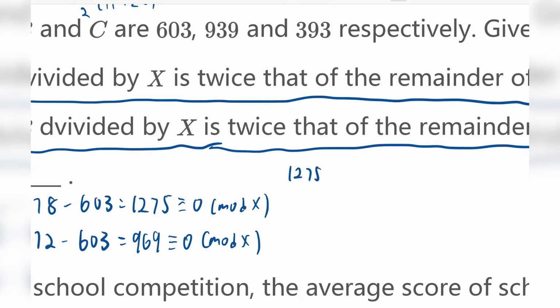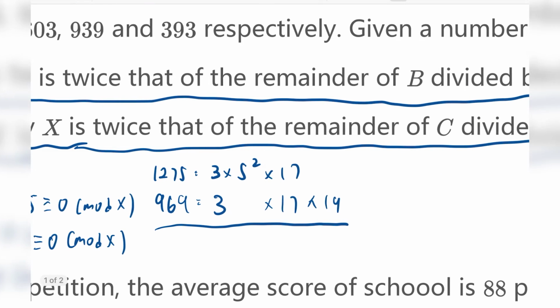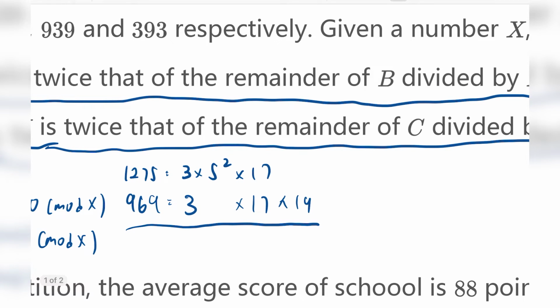So 1275 is equal to 3 times 5 squared times 17, and 969 is just going to be 3 times 17 times 19. How do we get the highest common factor? To find the highest common factor, we just need to compare the powers and take the lower power. So for 3 and 3, there is one common factor. For 5, we have 5 to the power 2 and 5 to the power 0. We're going to take 5 to the power 0, so it's just going to be 1. For 17, we have 1, so we are just going to take 17. So the highest common factor would just be 51.